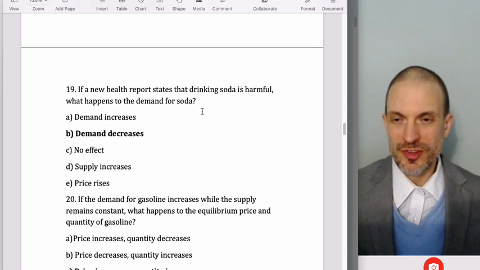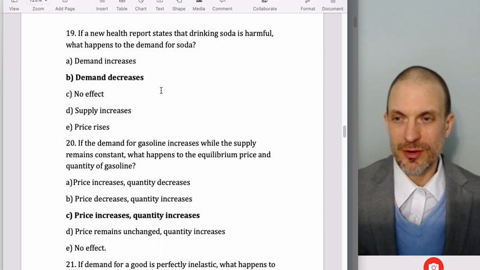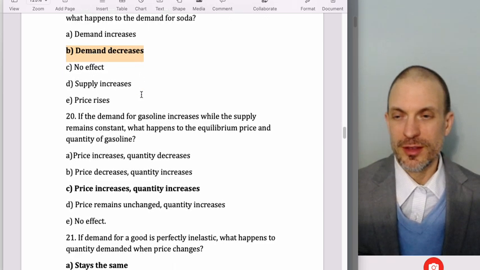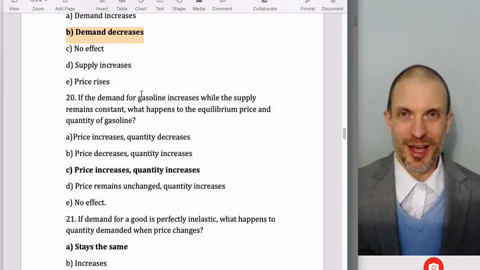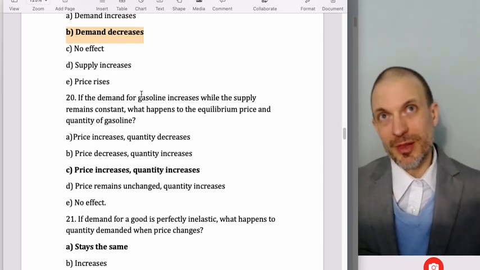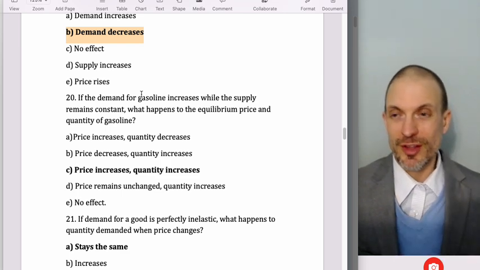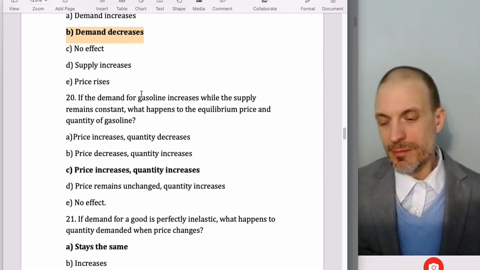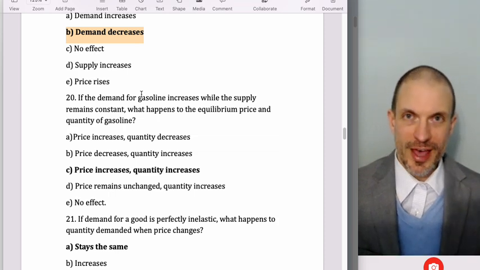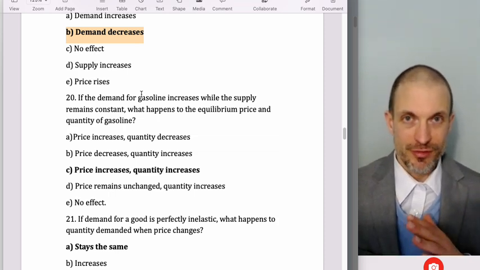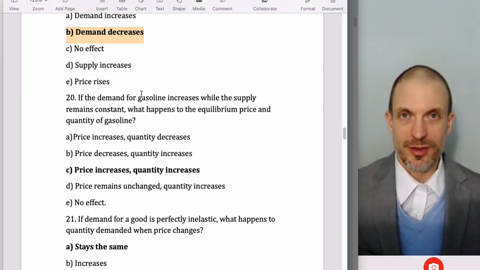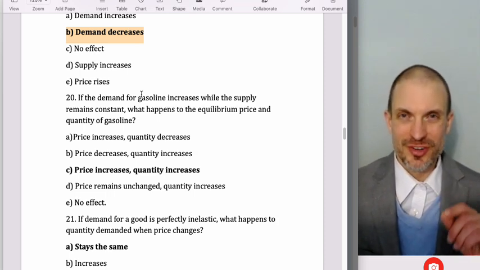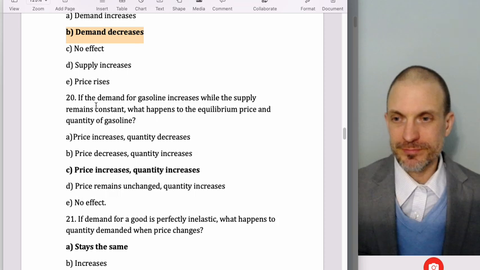If a new report says that drinking soda is harmful, what happens to demand? Consumers should lose interest, demand decreases, price will fall, quantity will fall. And then against a stationary supply, we have a lower price and a lower quantity supplied, right? So the one cause, one effect principle says one side of the market gets the shift, and then because of something other than price changing, the other side of the market gets the price change, which causes a change in quantity.